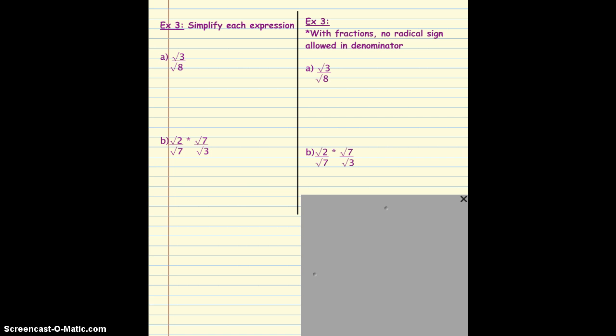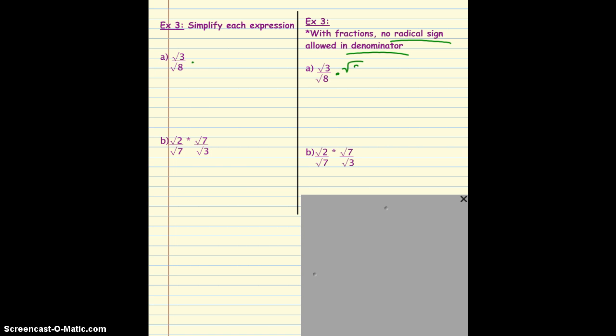All right, example number 3. We're going to go ahead and simplify these, and now we have some dividing. Square root of 3 divided by the square root of 8. Now, when we have fractions, we cannot have a radical sign in the denominator. Can't have that. So what we're going to do is multiply by the denominator, which is square root of 8. Let me write it over here, sorry.